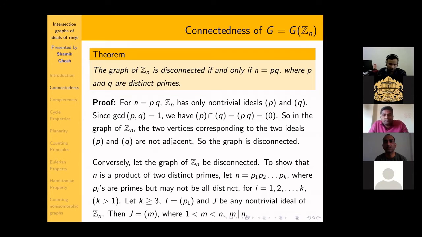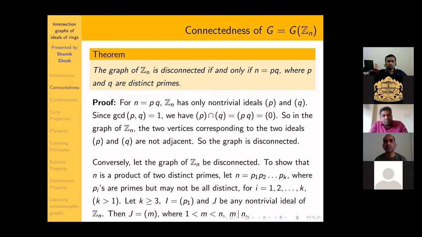So it is a null graph containing 2 vertices and no edge between them, and it is the only disconnected graph among the graphs of Zn. The proof goes as follows. First of all, if n is the product of 2 primes, then it has only 2 non-trivial ideals, P and Q, and their intersection is the ideal generated by PQ, that is the 0 ideal, so there is no edge between them. And so the graph is disconnected, that is 2 isolated vertices. So the graph is disconnected.